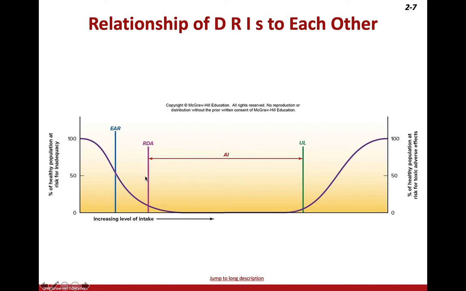So this shows a really important relationship that we want to keep in mind between those. So there's really kind of a sweet spot. That's really where the adequate intake falls into play. All right, and notice these are the three that are designed or used for individuals: the RDA, adequate intake, and the upper limit.